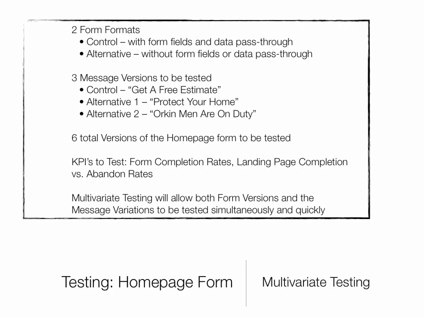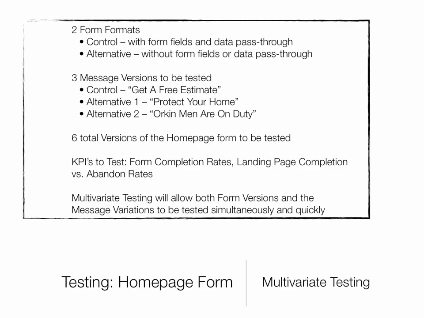So that would give you 6 total versions of the homepage form to be tested. The KPIs you'd want to test are form completion rates and landing page completion versus abandon rates. And the reason multivariate is such a good methodology for this is that it will allow for the form versions and the message versions to be tested simultaneously and very quickly. So obviously, very, very good. You want this done quickly.